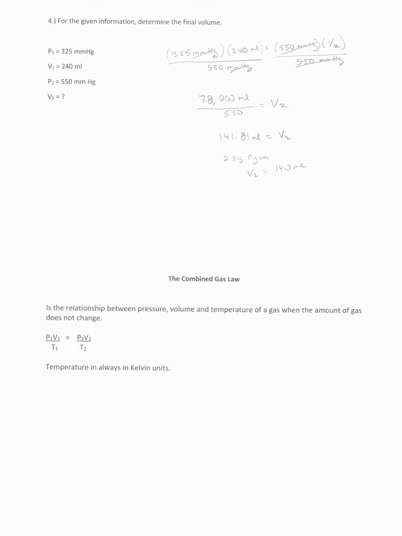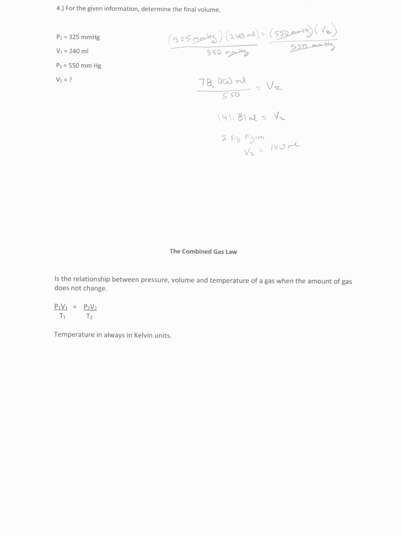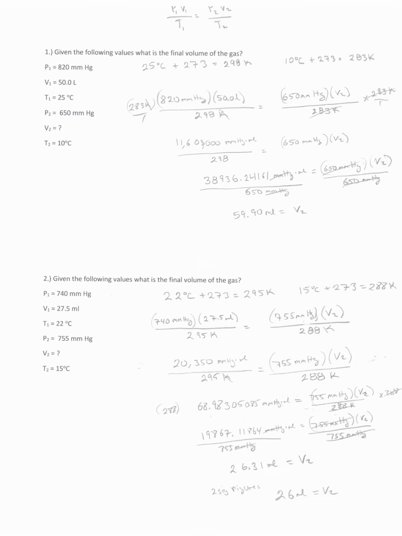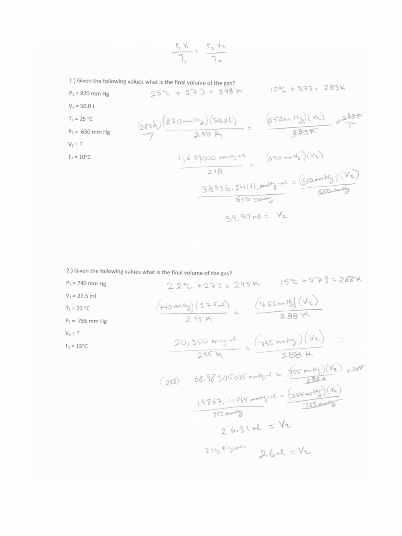Then finally, we do the combined gas law. This is a relationship between pressure, volume, and temperature when the amount of gas does not change. Again, we use the units in temperature of Kelvin. So question number one, the final volume is the unknown, and the value of that is 59.90 milliliters. Question number two, the final volume is the unknown. It's 26.31 milliliters.